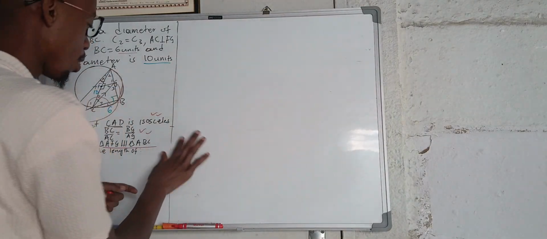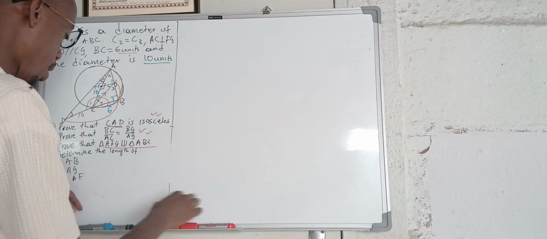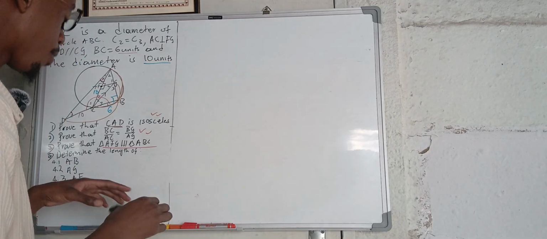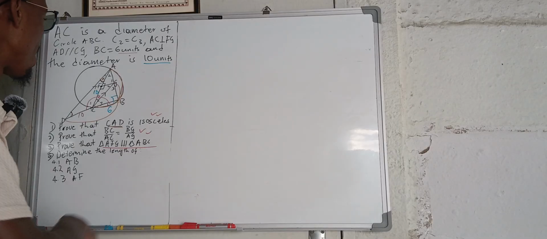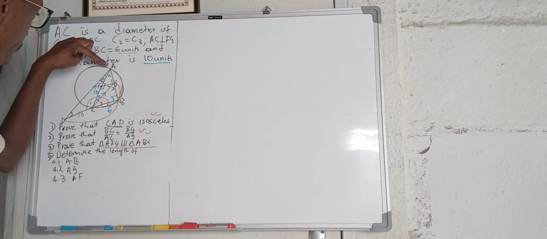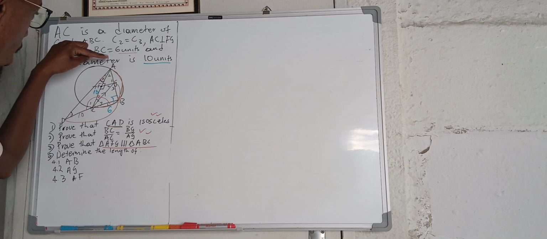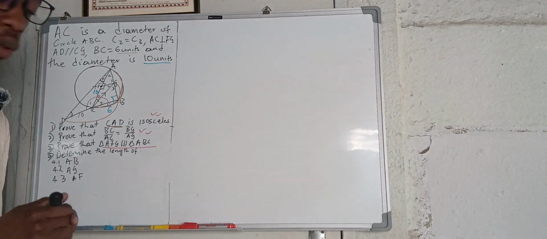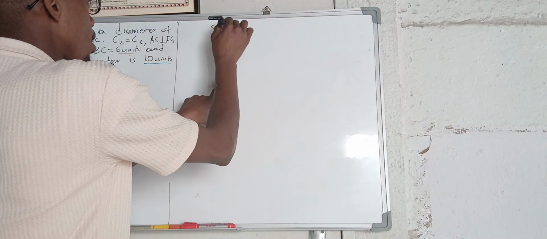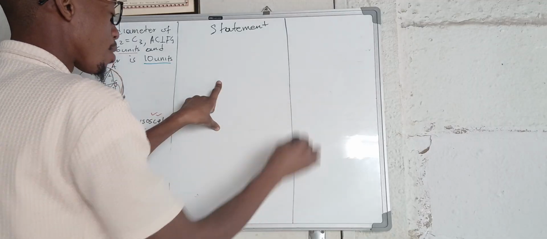Now let's find out before Pirates finds out. Okay, triangle AFG. Where is AFG? AFG is similar to triangle ABC. Now there's something that we need to pay attention to. Let's do the statement and reason.